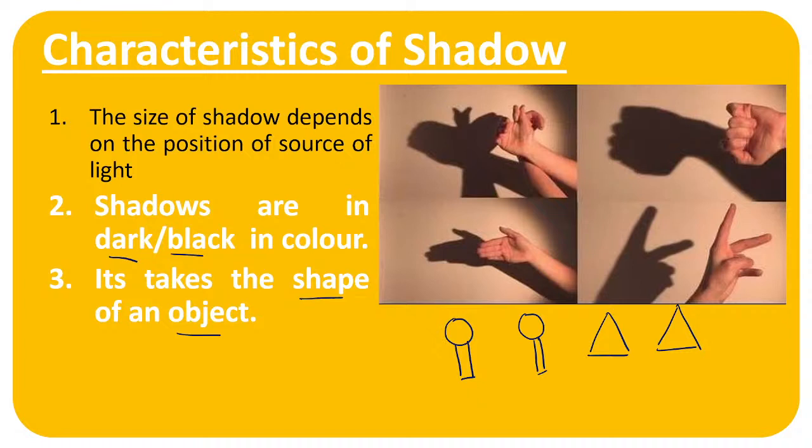So you understood what opaque objects are and how the shadow is formed. There are three essential conditions for the formation of a shadow. There must be an opaque object, there must be a source of light, and third, there must be a screen. Now we have seen the characteristics of shadow. Size depends on the position of the source of light. Shadows are always dark or black in color and they take the shape of the object.